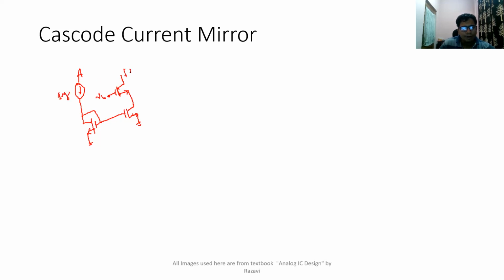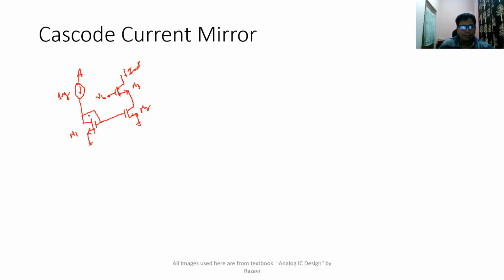So in this case, whatever Iout you are going to get is going to be equal to your IREF. Actually speaking, it is not going to be ad hoc. You simply take the circuit, put some values of W by L, you are not going to get it. It requires a careful design. So what should be the careful design?